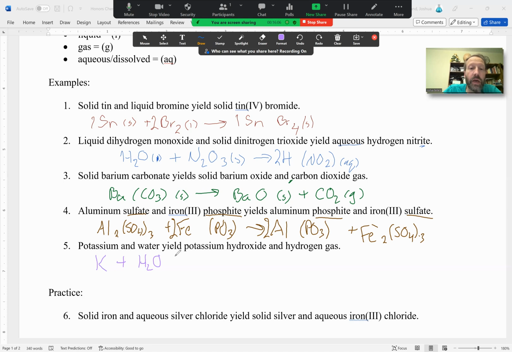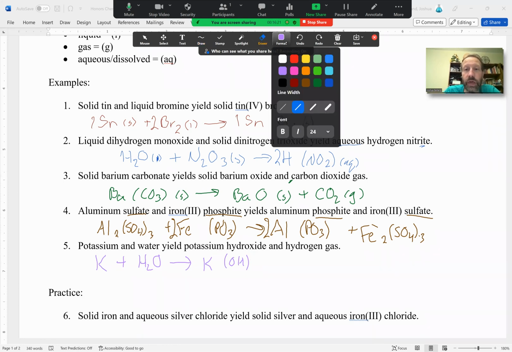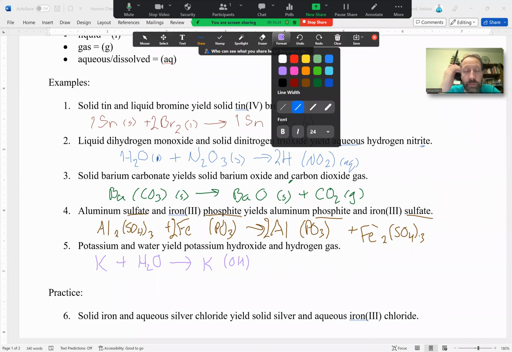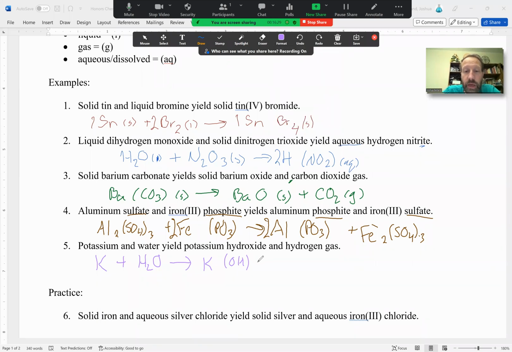Okay. We got yields. Potassium hydroxide starts with a metal, so I'm going to need a charge. Hydroxide's in our list. It also has a charge. Well, it's really handy they're both ones, because when I crisscross ones, I don't need to write anything.